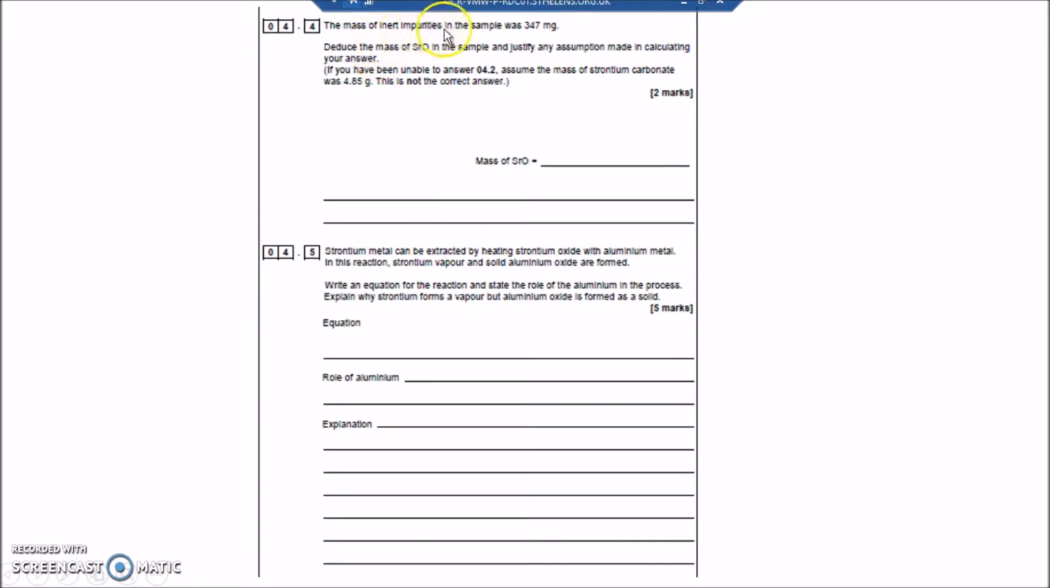The mass of the inert impurities in the sample was 347 milligrams, or 0.347 grams. To turn milligrams into grams, remember you divide by 1,000. Deduce the mass of SrO in the sample and justify any assumption made in calculating your answer. So what I've got is 6.26, the original mass of the ore. Subtract the mass of the impurities.